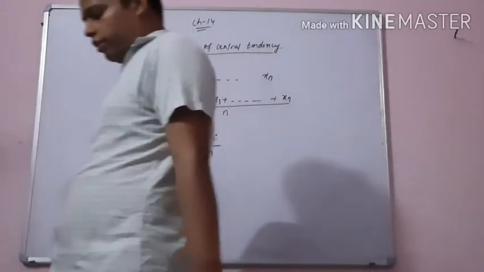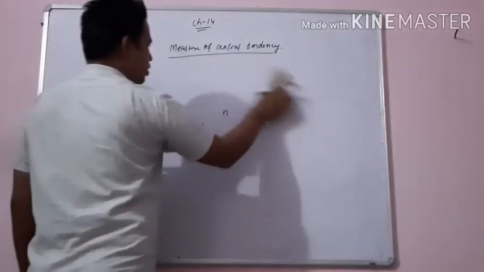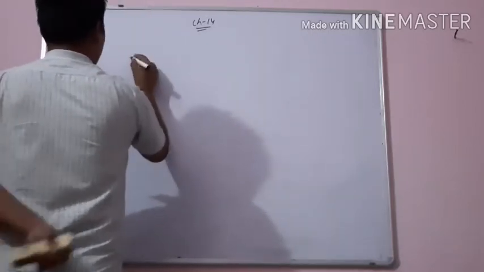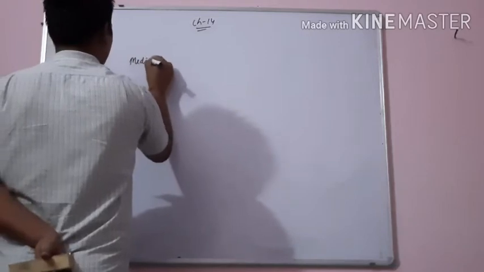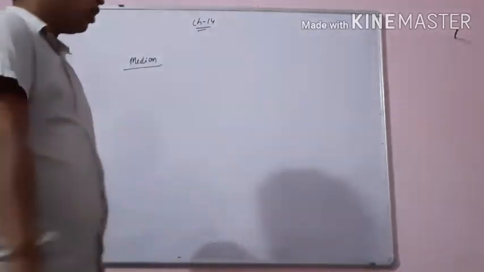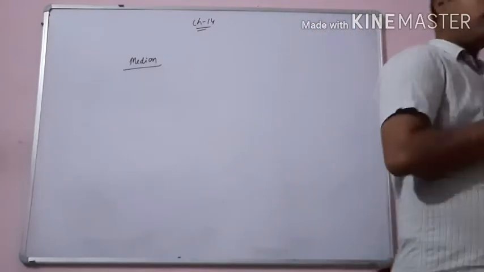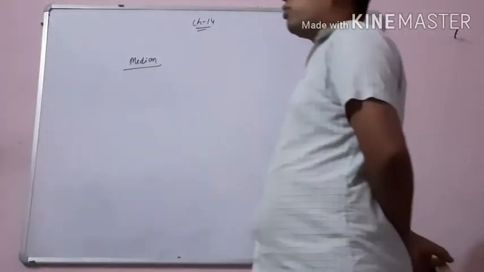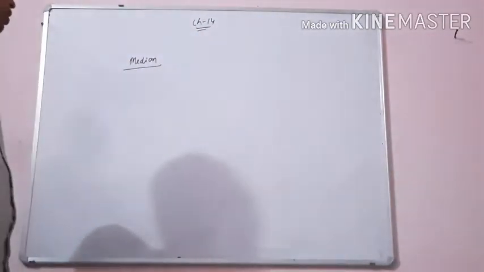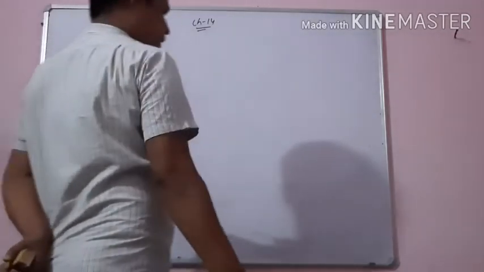Now moving on, median. For the median, you have to observe the data. First, your data should be arranged either in ascending order or descending order. When the data is properly arranged, then you count how many values of data have been given. Suppose n is the number of values of data.